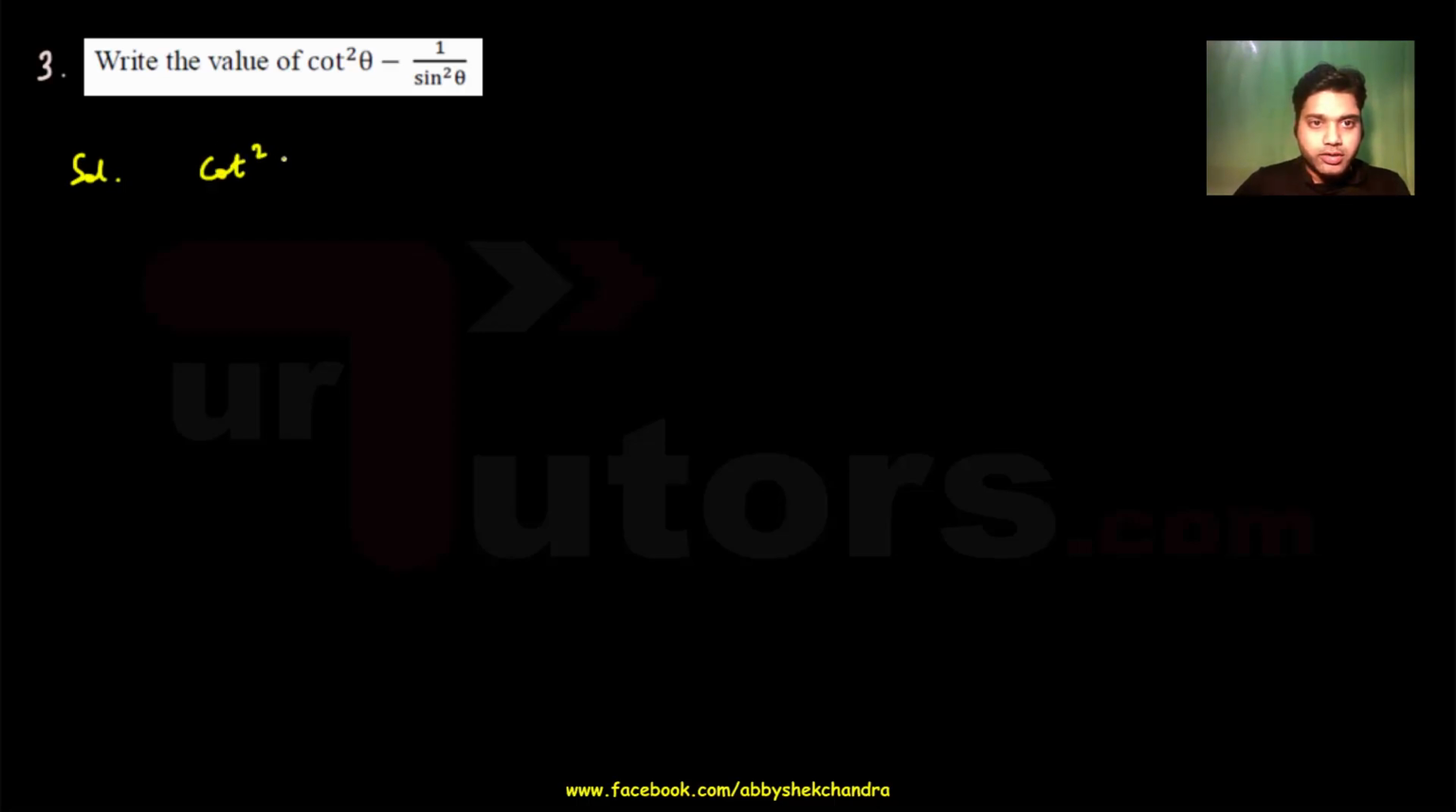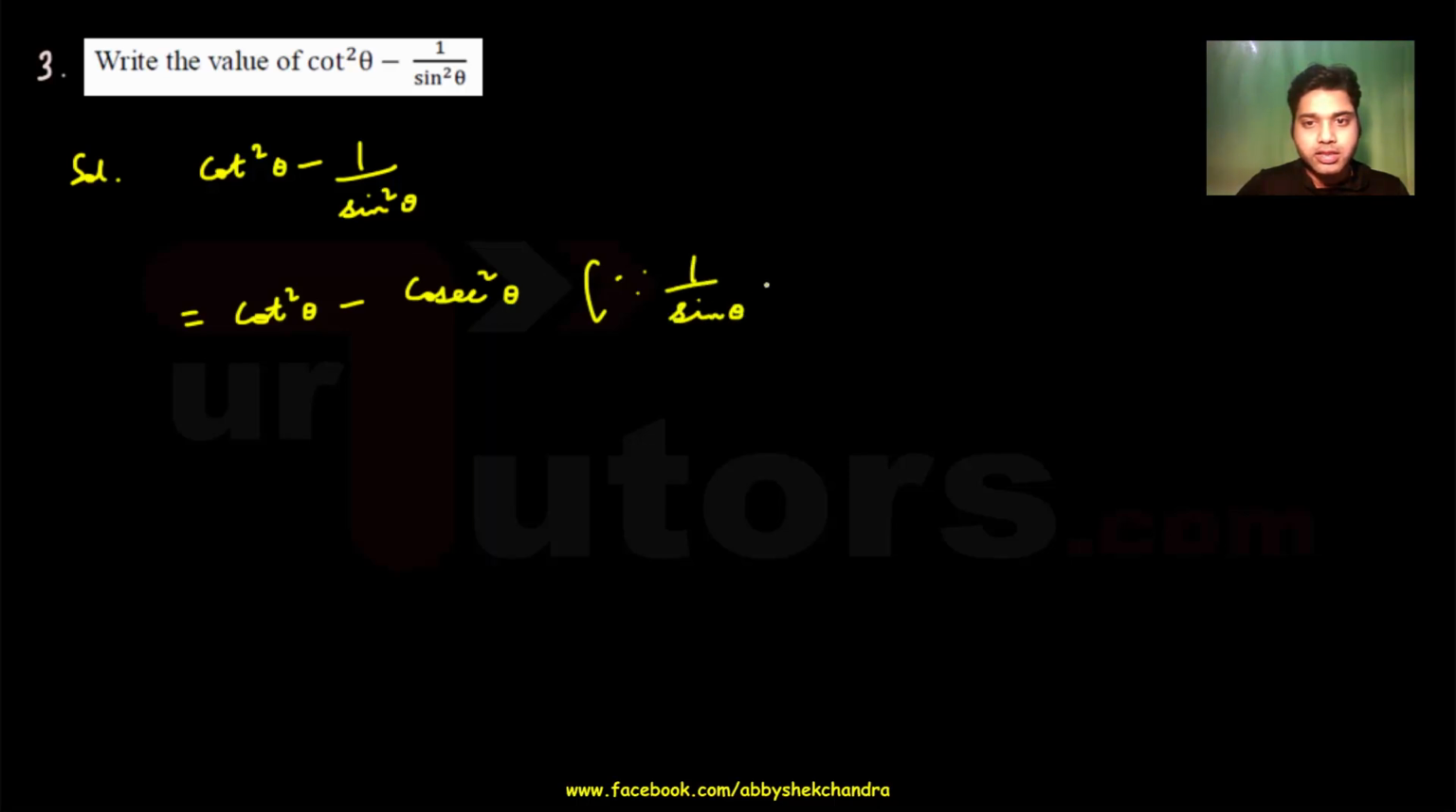Okay, so cot squared theta minus 1 by sine squared theta will be equal to what? Cot squared theta, can we write 1 by sine squared theta as cosec squared theta? Why? Because 1 by sine theta is nothing but cosec theta. Now we know that cosec squared theta minus cot squared theta is equal to what? Is equal to 1. That's a standard result, right?